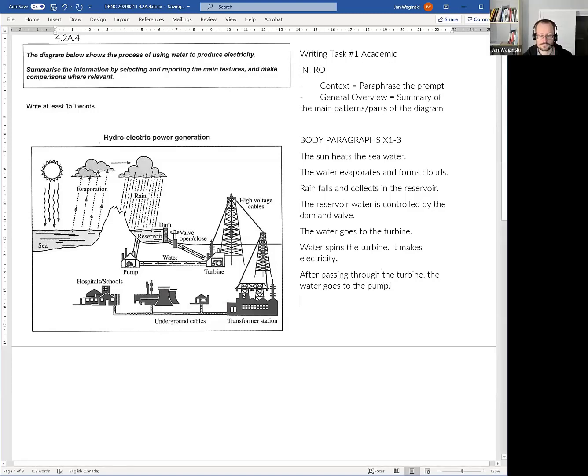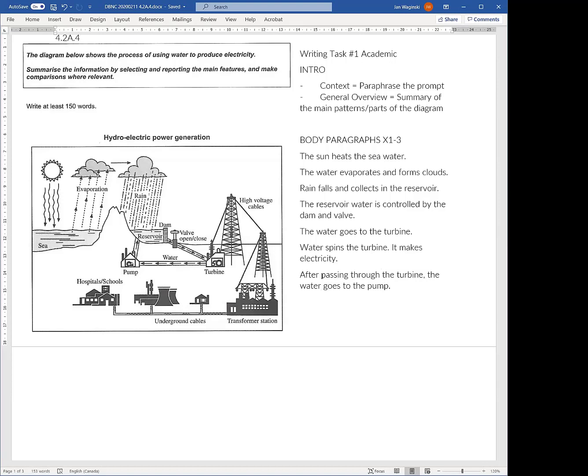Okay, Narisa? The water goes to the pump. From the pump, the water goes back to the reservoir. What verb? Goes back. Okay. Hold on. Goes back to the. Okay, Marcella.